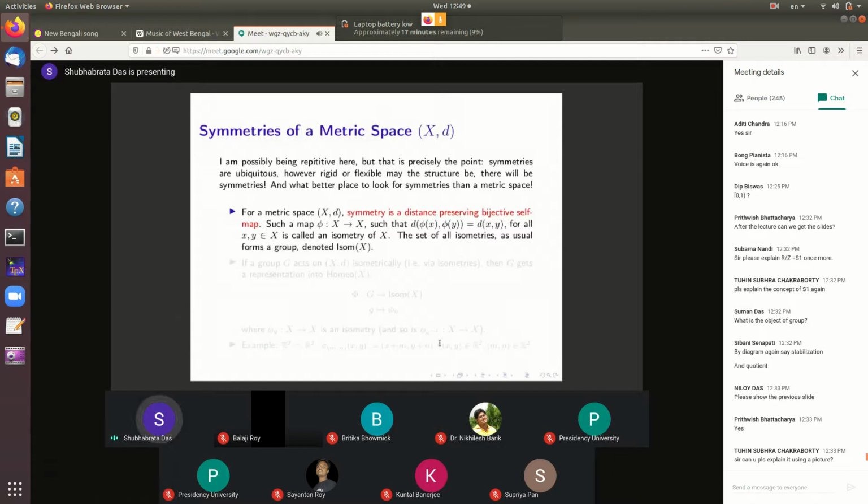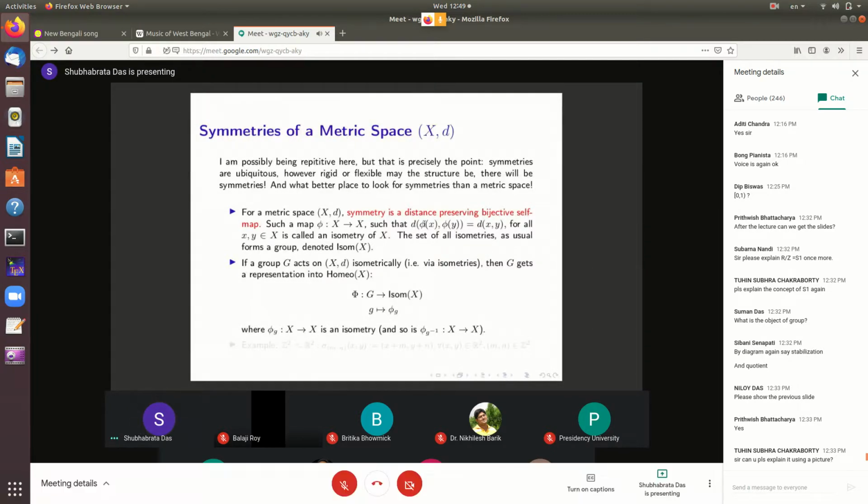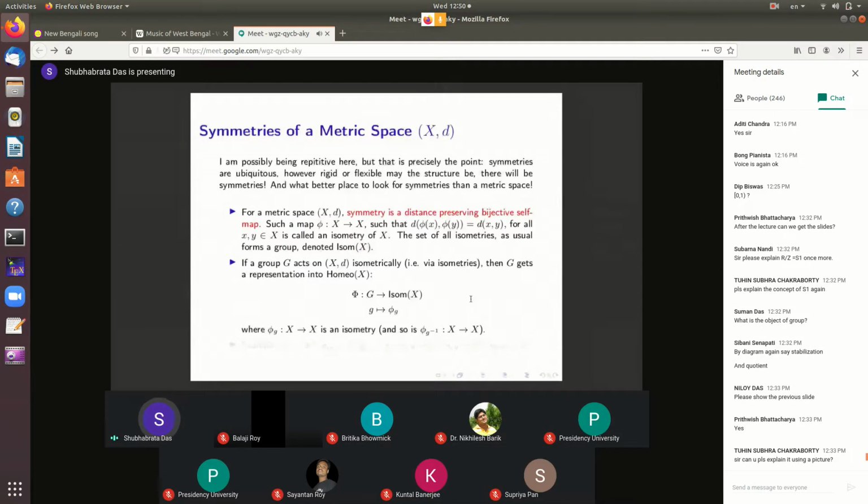So for metric spaces, symmetries are the better thing to look at, and they are the isometries which preserve the distance, the distance which comes with the metric here. So here the symmetries are those bijective self maps which preserve the distance, and you can see that they also form a group, and similarly you can represent the group which is acting isometrically on some metric space. You can represent the group inside the group of isomorphisms the same way we had discussed all this time.